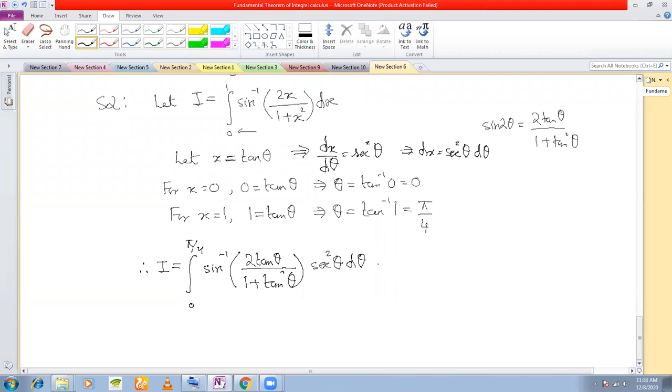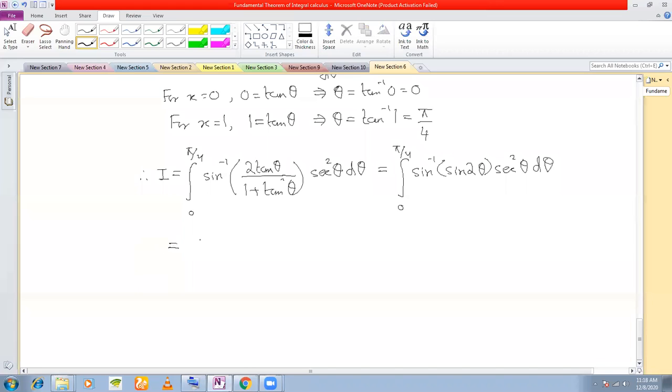Now all the variable and the limits have changed. This now becomes integral 0 to pi by 4 sin inverse of 2 tan theta by 1 plus tan square theta, which is sin 2 theta, into sec square theta d theta. Next, integral 0 to pi by 4, sin inverse sin 2 theta is simply 2 theta, so 2 theta sec square theta d theta.